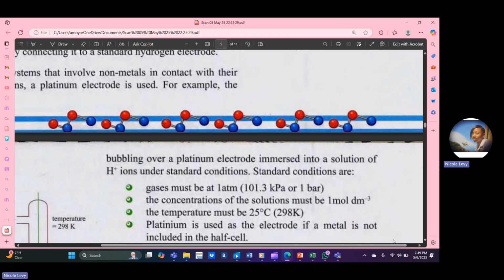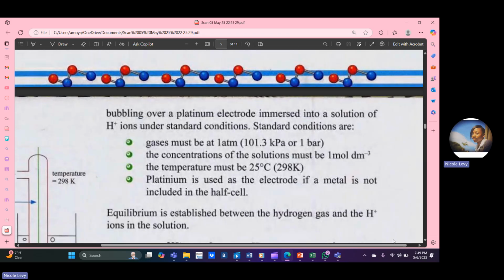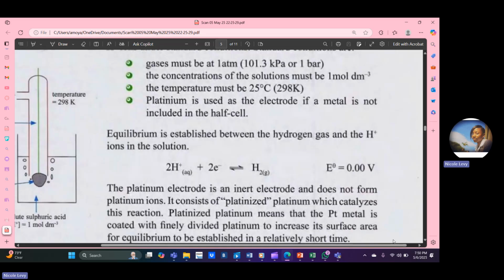All right, so for example, the bubbling of hydrogen gas over a platinum electrode immersed into a solution of H+ ions under standard conditions. Standard conditions are: gases must be 1 atmosphere, as I said earlier, concentration must be 1 mole per dm cube, and temperature must be 25 degrees Celsius. Platinum is used as the electrode if a metal is not included in the half cell. Equilibrium is established between hydrogen gas and the H+ ions in solution.